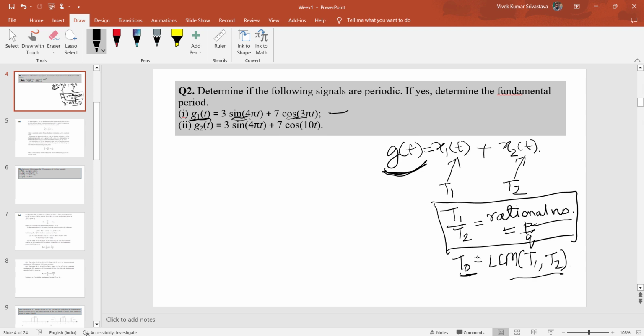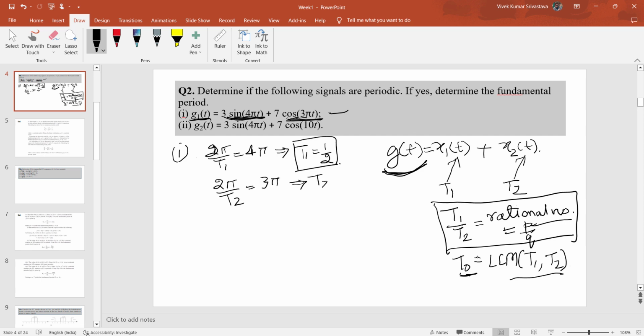So from this first problem we can see that the time period of the signal sine of 4 pi t is defined as 2 pi by T1 equals 4 pi. From here we can see that T1 equals 1 by 2. Whereas the time period for the signal cos of 3 pi t is defined as 2 pi by T2 equals 3 pi. So from here we can say that T2 equals 2 by 3.